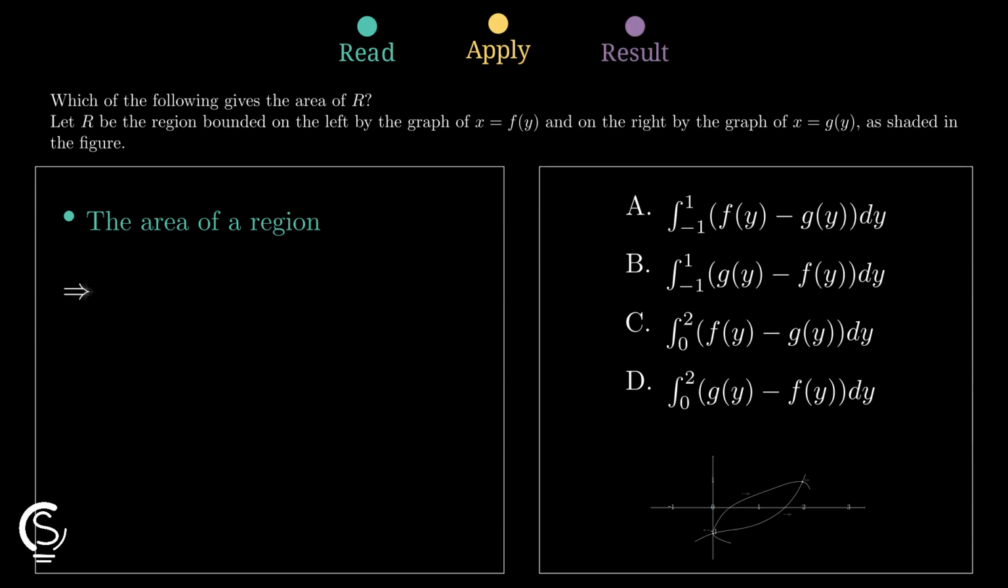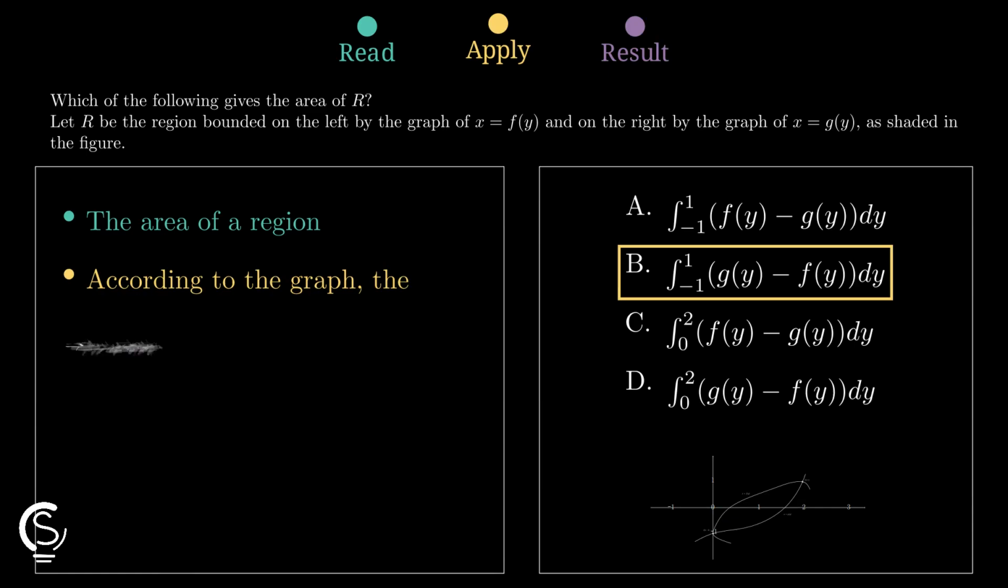To find the area, subtract the left function from the right function. This gives the integral of g of y minus f of y. Well done! Option B is correct.